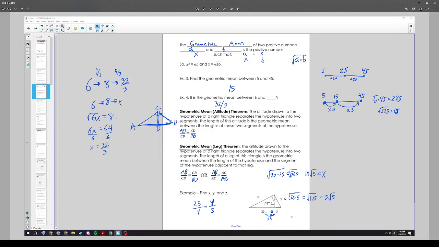So that's how we can use these theorems. That last one I actually did the right thing and shortcutted without writing out the whole proportion. These are just little shortcuts that can help us find all of these different pieces of these right triangles.